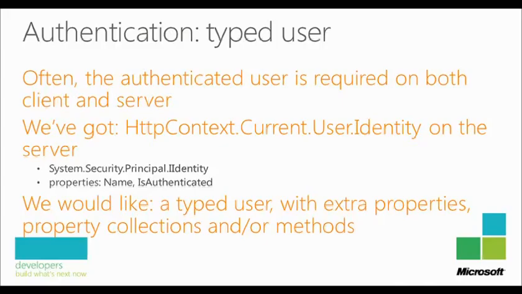What we're going to try here is getting a typed user, so not just an IPrincipal, both on client and server, including a bunch of properties, for example orders, which you can then use to limit your queries, stuff like that. And we're going to try to get that automatically, so you don't have to write any more code in each method or input a bunch of parameters.